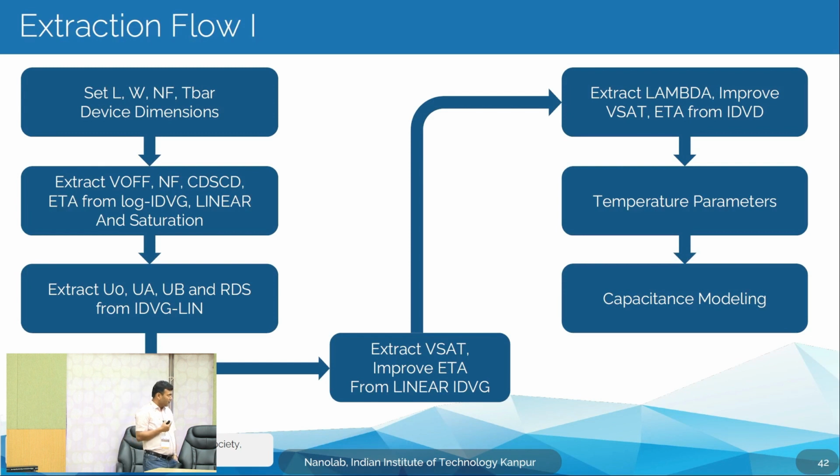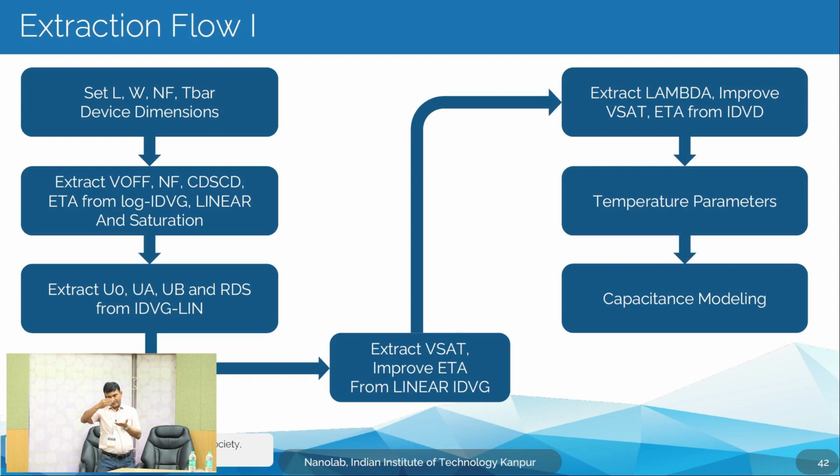This is the extraction flow. We start with the definition of the technology part, so length, width, T bar, etc. Then you start the extraction. It's similar to the MOSFET, where you start from the subthreshold, you go to strong inversion, then you go to IDVD, linear, saturation, etc. Similarly it is like this here also, and then you keep on moving, and once you have done it for the nominal temperature, then you go for the temperature parameters and the capacitances.